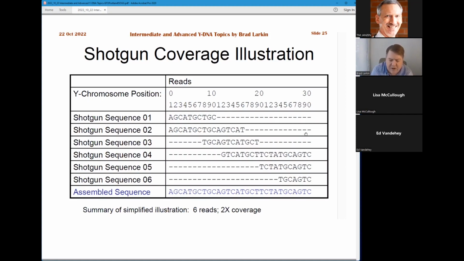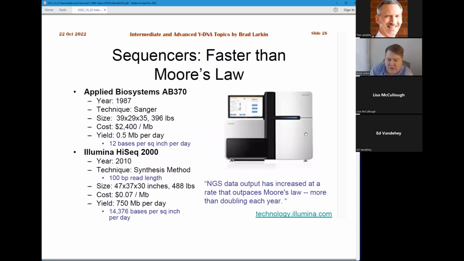You assemble them together based on what you think the reference is, and you get the assembled sequence at the bottom. This, of course, is a simplified illustration. It has 6 reads, and it gives 2x coverage. At any one spot on the chromosome, there's at least 2 reads covering that spot. As I say, sequences are getting faster than Moore's law.